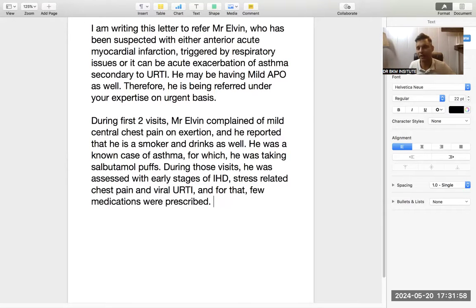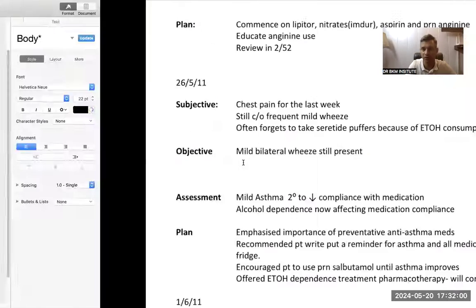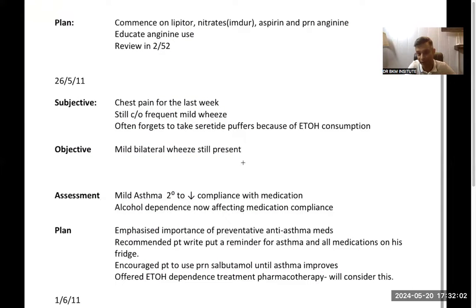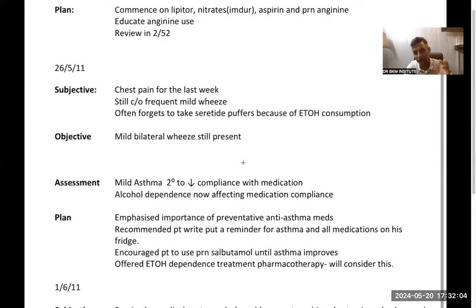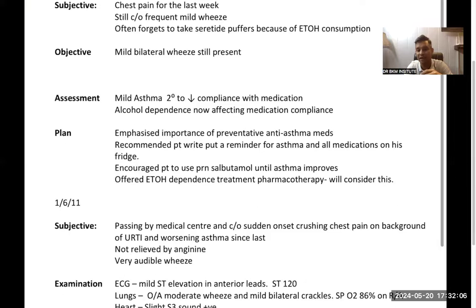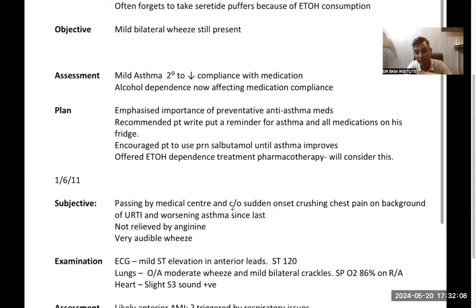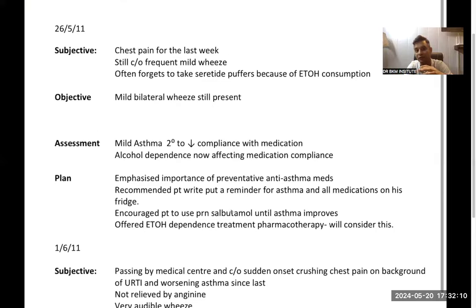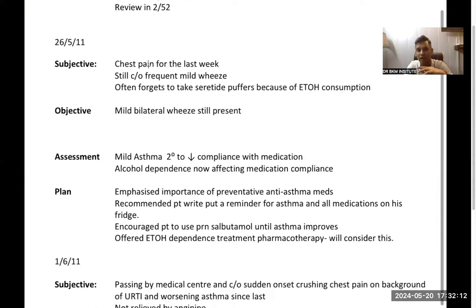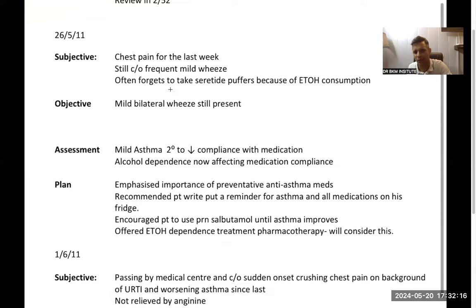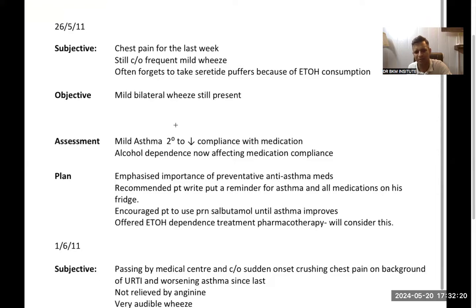So that is what you need as a confident person, to mix those visits. Because this visit, the last visit, is very important. We can't skip this data. Now in this visit, chest pain for the last week, frequent mild wheeze, often forgets to take puffers, mild bilateral wheeze still present, mild asthma secondary to compliance with medication. So he is having decreased medication compliance. That is the only thing.